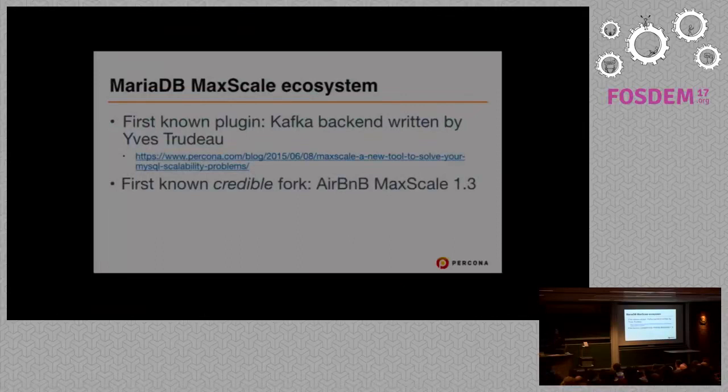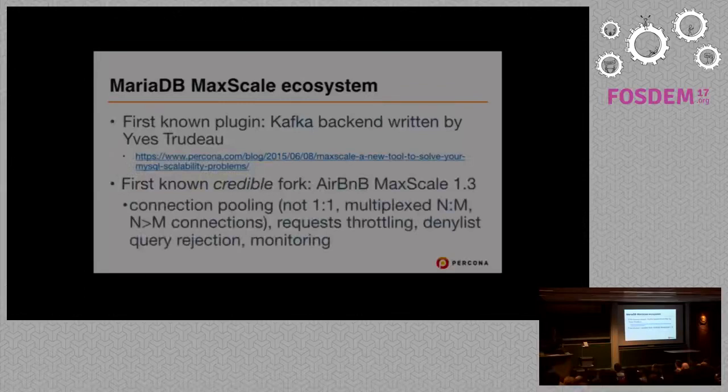And that was also the first known credible fork called Airbnb MaxScale. I say credible because you may have read news articles about another fork called GPL Scale, and that was just a fork out of anger. I think it was not a real fork that you could use. And Airbnb MaxScale, the idea was to have a database proxy focusing on connection pooling, to reduce the number of direct connections to their MySQL database.